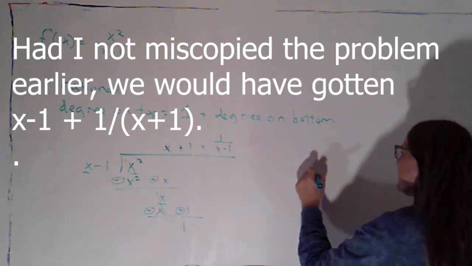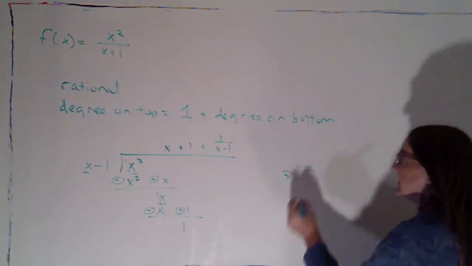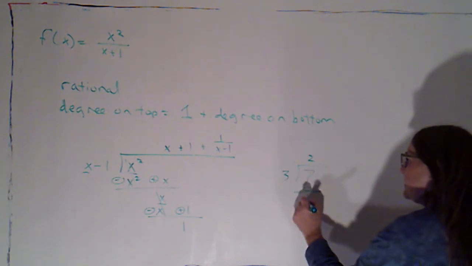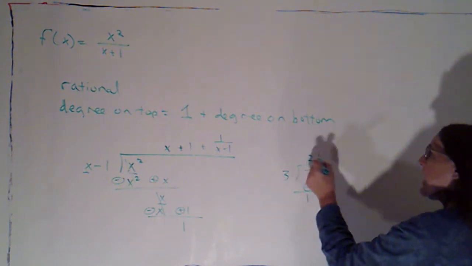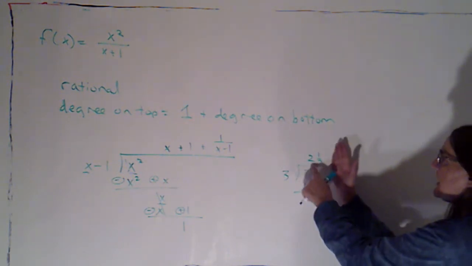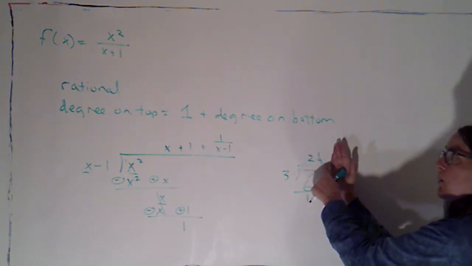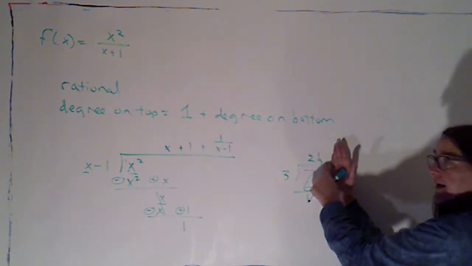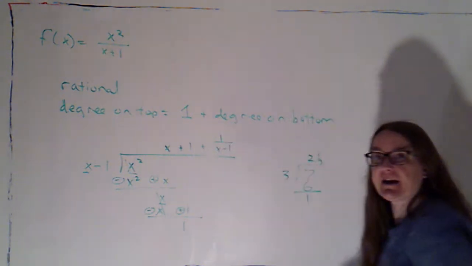It's kind of like if I were doing 7 divided by 3. I would say that goes in twice with 1 left over, and that would become 2 and 1/3. Now, we read that as 2 and 1/3. The addition here is implied. The addition here we actually have to write out.